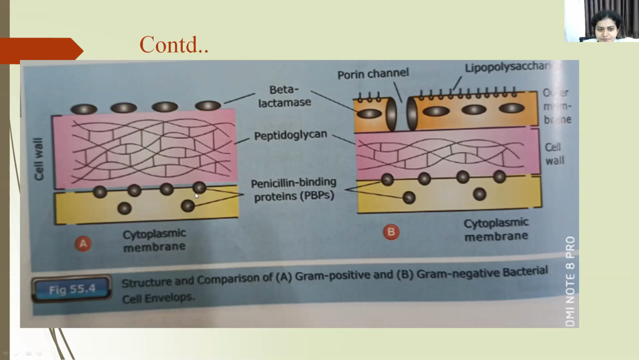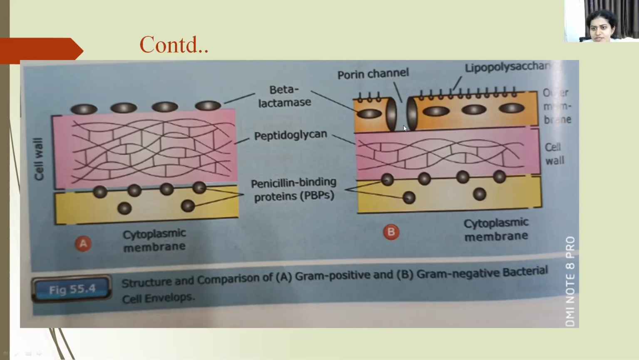Here is the presence of penicillin binding proteins, that is PBP, and this is the peptidoglycan layer. So what happens when you take the drug? The penicillin will easily pass through this peptidoglycan layer, go and bind to the penicillin binding protein, and inhibit the penicillin binding protein catalyzed transpeptidation process, and there will be formation of imperfect bacterial cell wall and the bacteria dies.